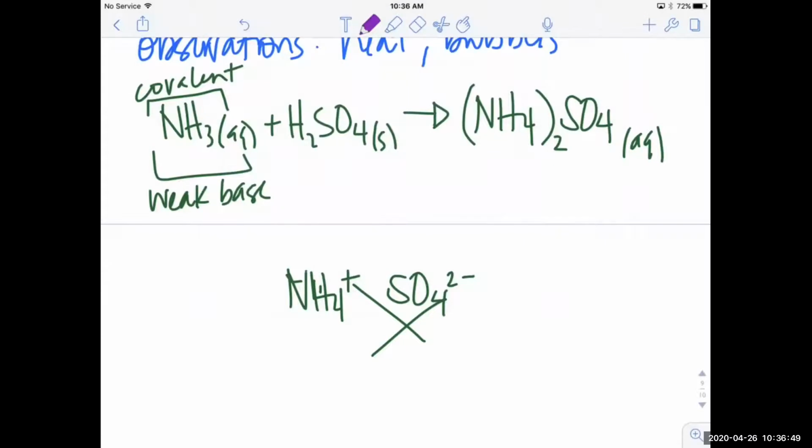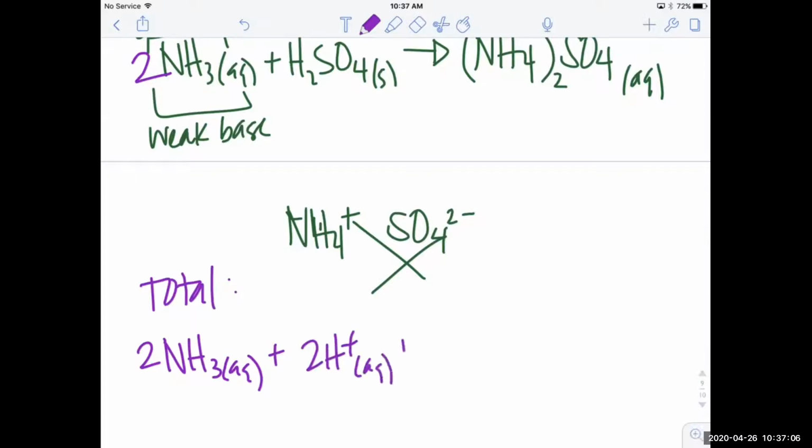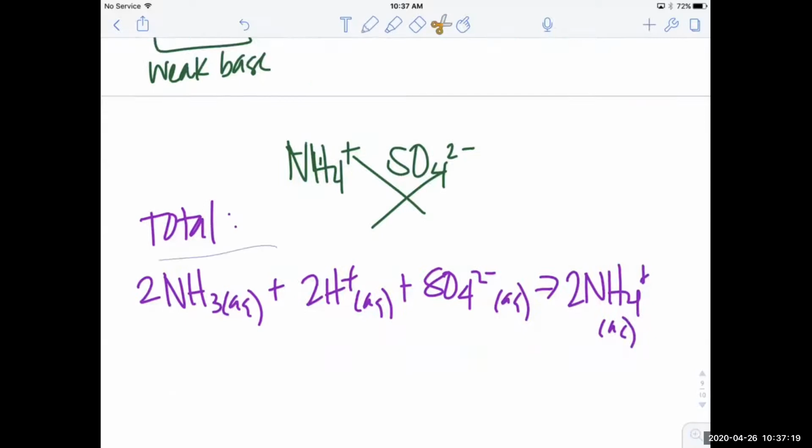And then I just need to make sure it's balanced. So I'm going to put a 2 here, and that should be good. So I'll have 2 NH3 aqueous. This is the total. That's not going to split up. Remember, it's a covalent compound. 2 H plus aqueous plus SO4 2 minus aqueous. Should be up by the 2. Goes to 2 NH4 plus aqueous. Almost thought I had it on the same line.